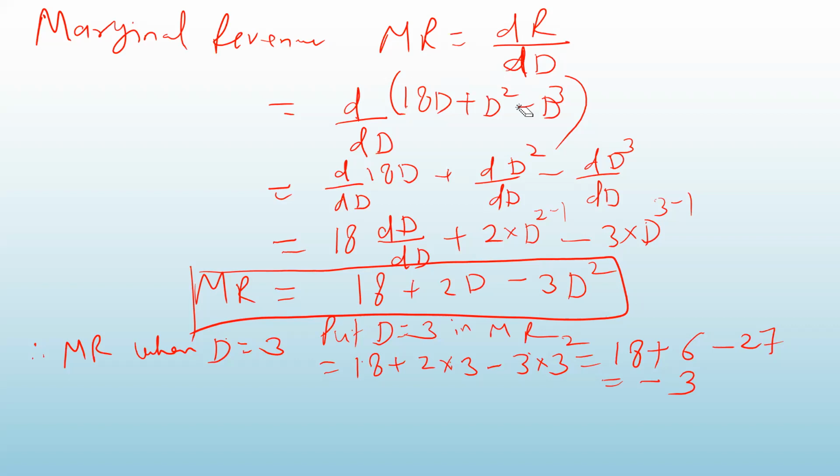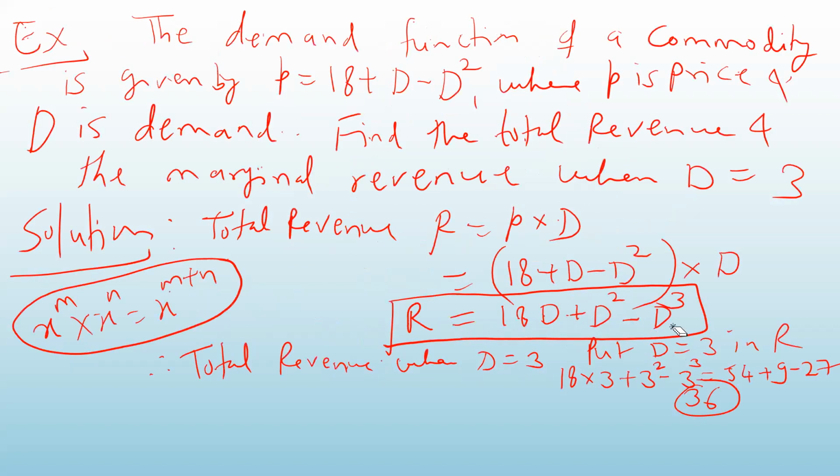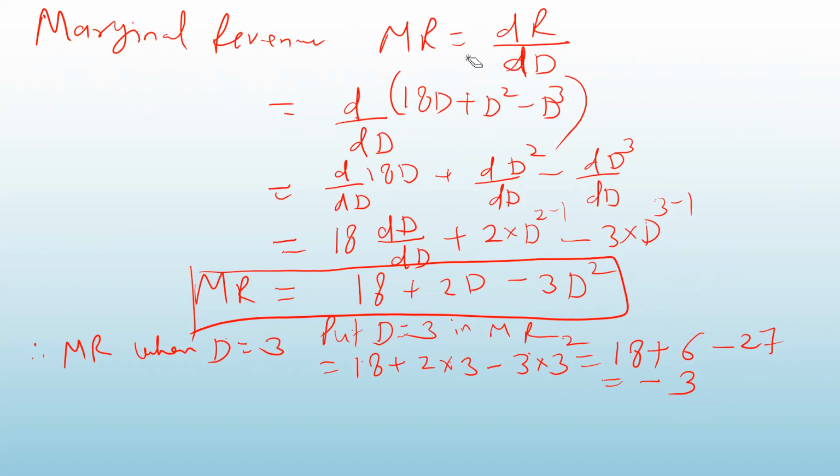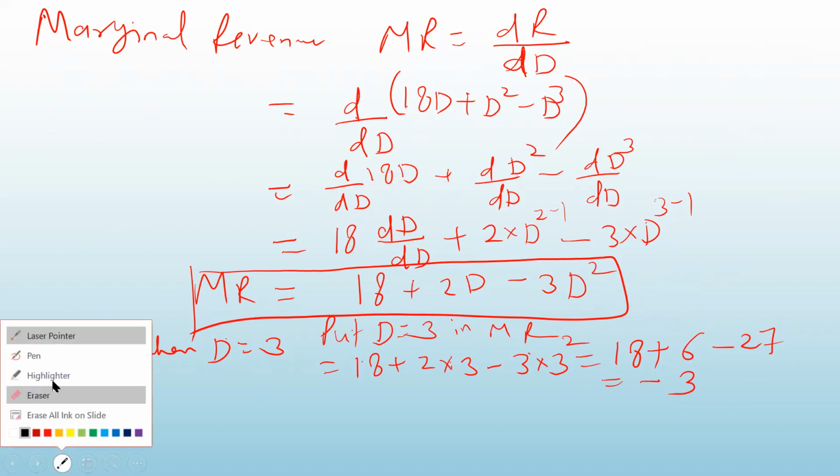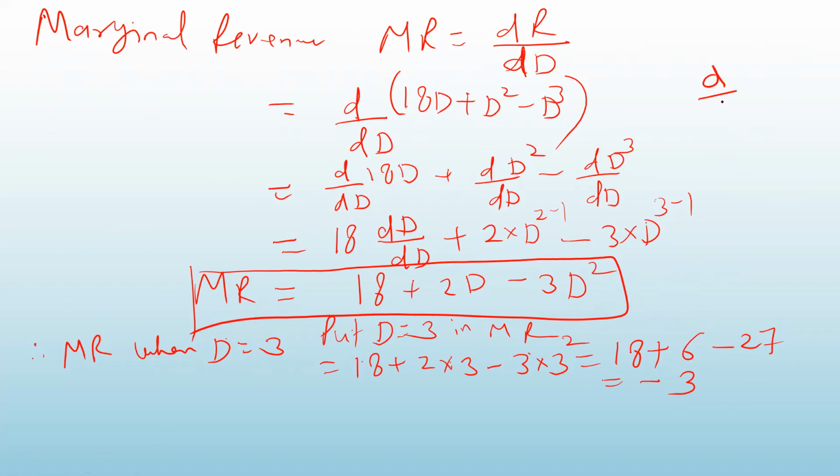So I've just put the value of R. R is 18D plus D square minus D cube. Now we will find out the derivative of this. So apply your addition rule: derivative of 18D plus derivative of D square minus derivative of D cube. Now the rules are same. 18 into D, 18 is a constant, it will come out. Which rule am I applying? Scalar multiplication. Derivative of K times U with respect to D is K times derivative of U with respect to D. Here U will be a function of D, not x. Same thing, 18 is taken out.